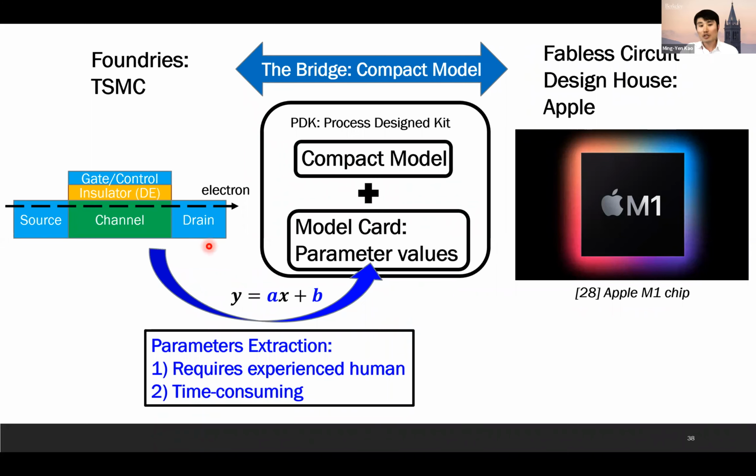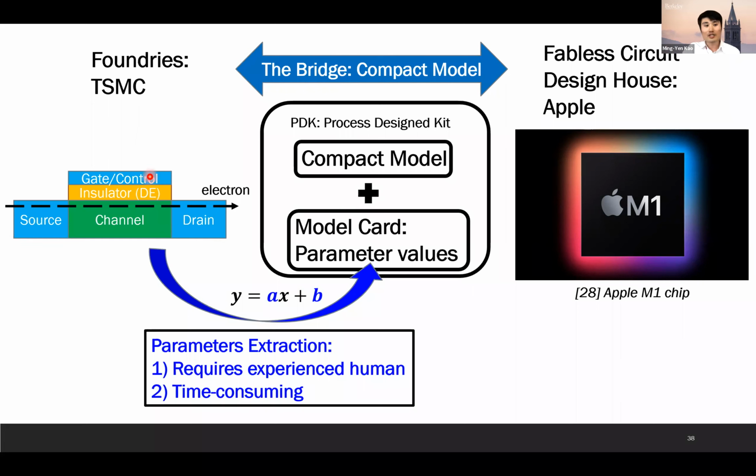And I would like to illustrate what the parameter values are. If we look at this very simple equation, y equals ax plus b, we can say it is a very simple model corresponding to the compact model. And this a and b are coefficients, or parameters. So this a and b value will be stored in the model card, and this equation will be stored in the compact model. Of course, the compact model will be much more complicated than this equation, but basically the concept is this.